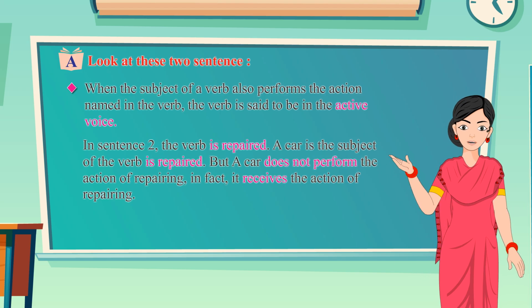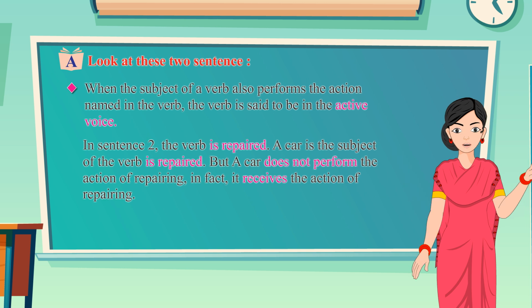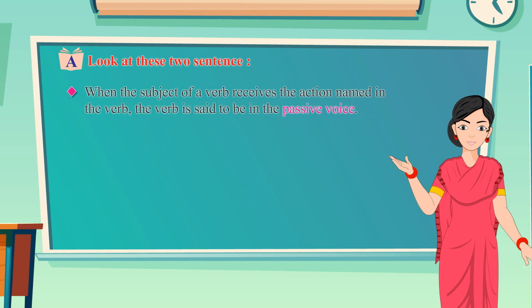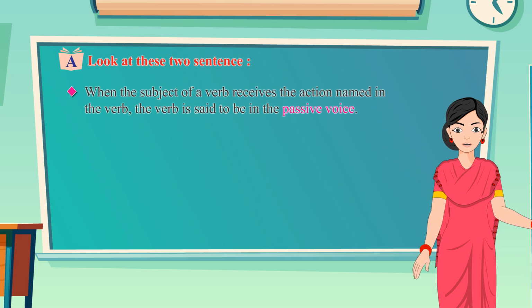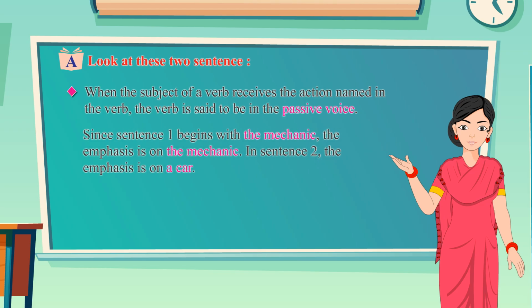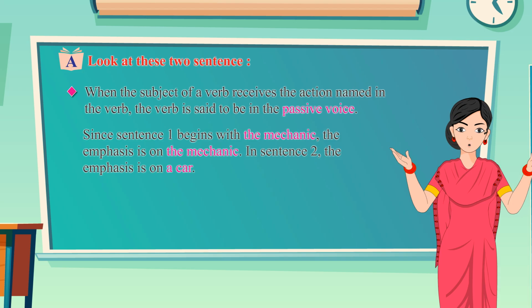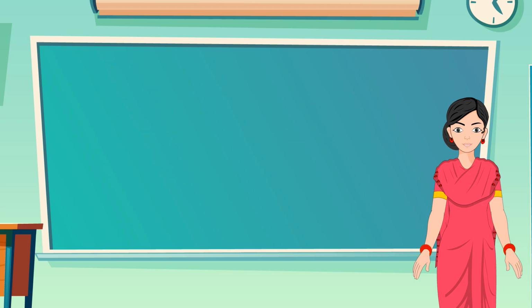In sentence 2, the verb is is repaired. A car is the subject of the verb is repaired. But a car does not perform the action of repairing. In fact, it receives the action of repairing. When the subject of a verb receives the action named in the verb, the verb is said to be in the passive voice. Since sentence 1 begins with the mechanic, the emphasis is on the mechanic. In sentence 2, the emphasis is on a car.